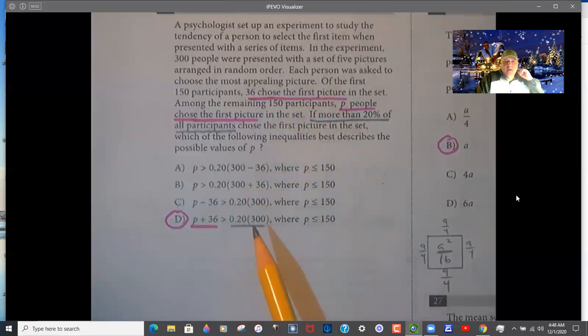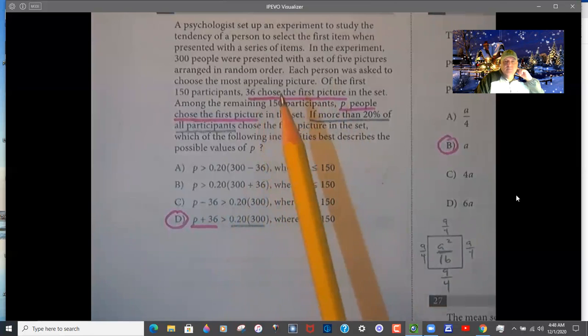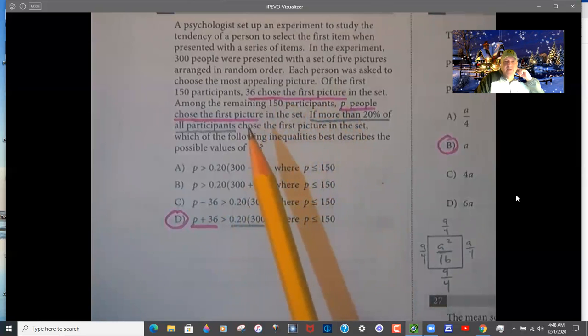Okay, so you want to do 20%, more than 20% of all participants. How do you say that? That's this right here: the greater than, more than 20% of all participants. And then it is more than that.